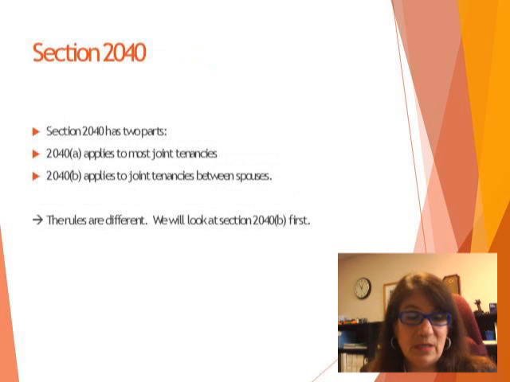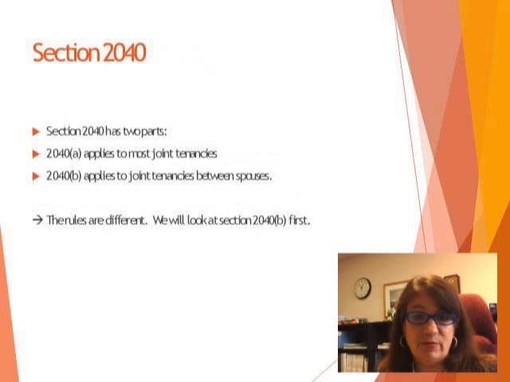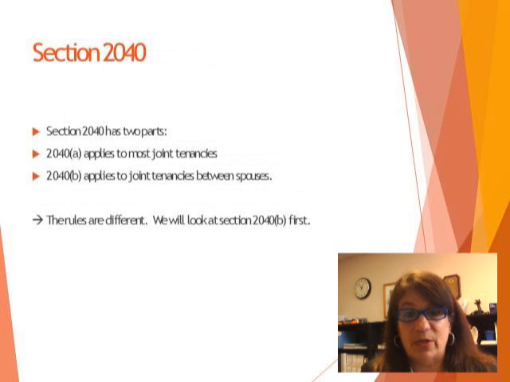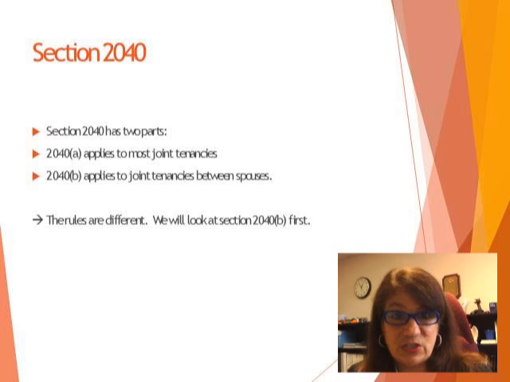There's two parts. It depends on who the joint tenants are. 2040A is the general rule. It applies to any old joint tenants, most joint tenants. But 2040B applies to joint tenancies between spouses where they are the only joint tenants. And the rules are different. So a very important first step: determine who the joint tenants are and what their relationship is.